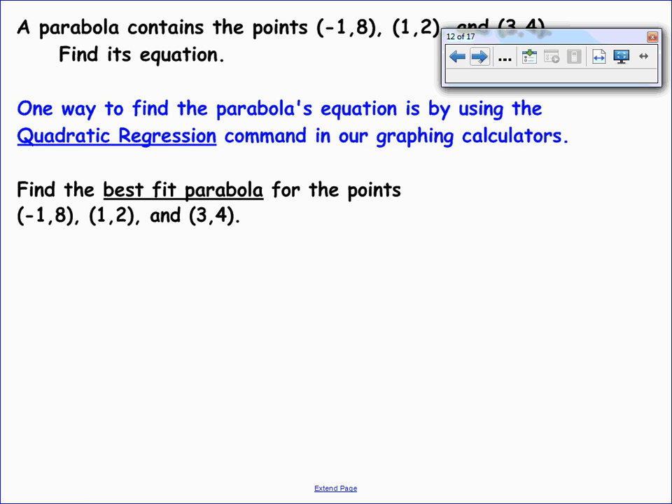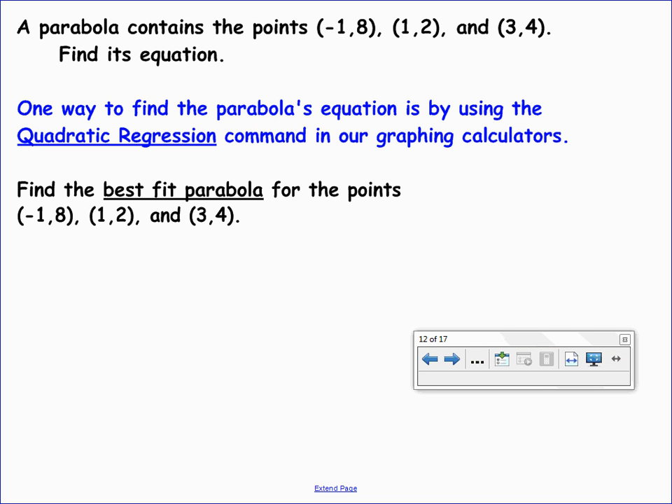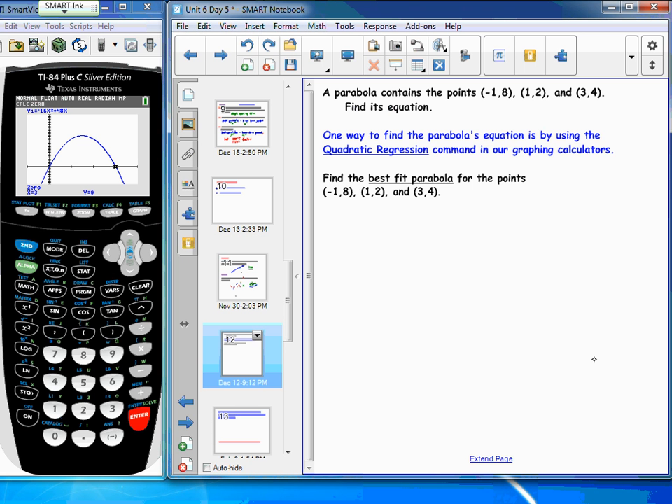Let's consider a parabola that contains the points (-1, 8), (1, 2), and (3, 4). We'll find its equation. One way to find the parabola's equation is by using the quadratic regression command in your graphing calculator. Once again, we're going to use the graphers, and this is a great review of the regression process. We can enter the x coordinates into the stat menu in list 1. The corresponding y coordinates of each point, I'm going to input into list 2, just like we did in first semester with linear regression or exponential regression.